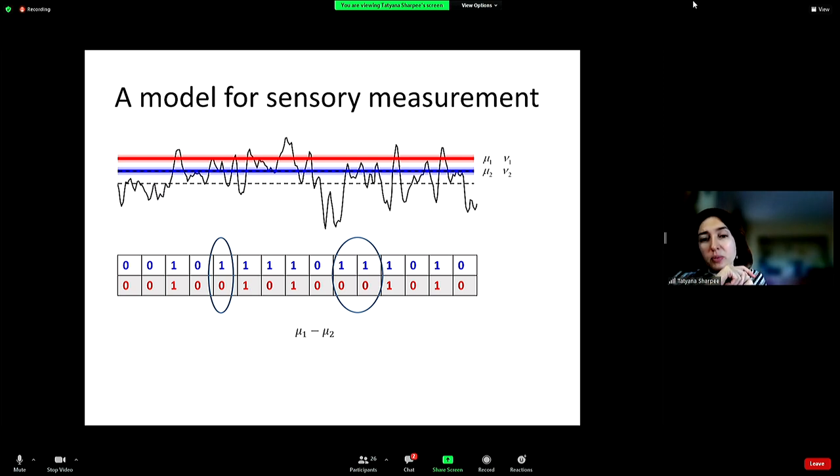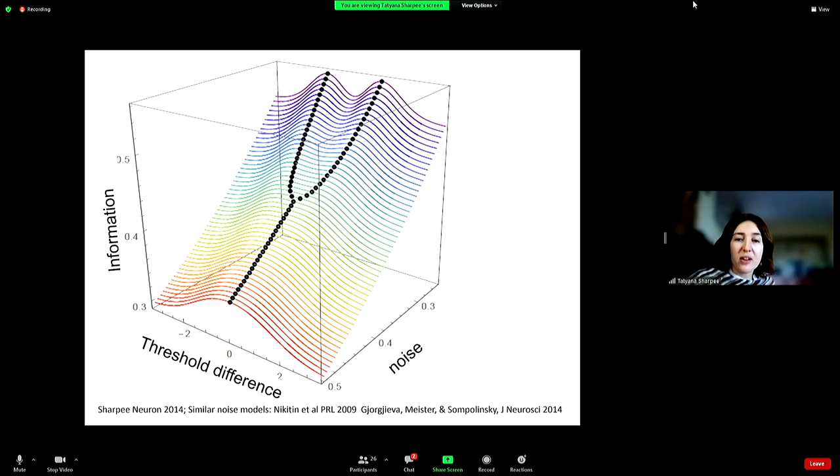That turns out to be an interesting parameter with an interesting bifurcation. I'll just tell you the result, and we will go over it in more detail next time. In this graph, what is plotted is the information that these two neurons convey as a function of the threshold difference, mu1 minus mu2, for different scenarios of the noise, because we think that to reduce the noise, one has to make investments in metabolic resources. The surface of information as a function of threshold difference and noise has a very interesting bifurcation, and it shows that when noise is large, it's optimal to have zero threshold difference between neurons.